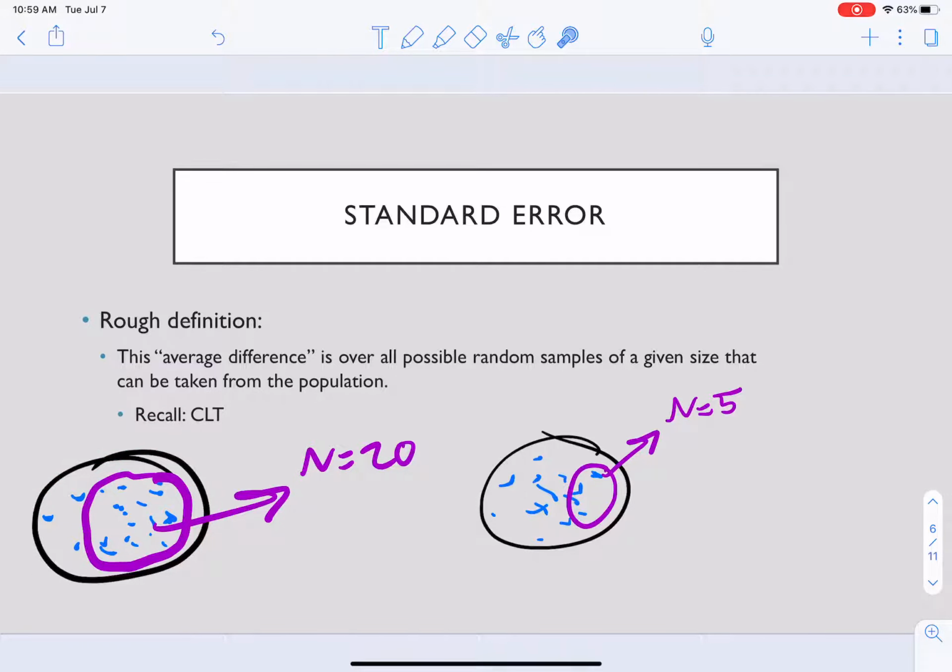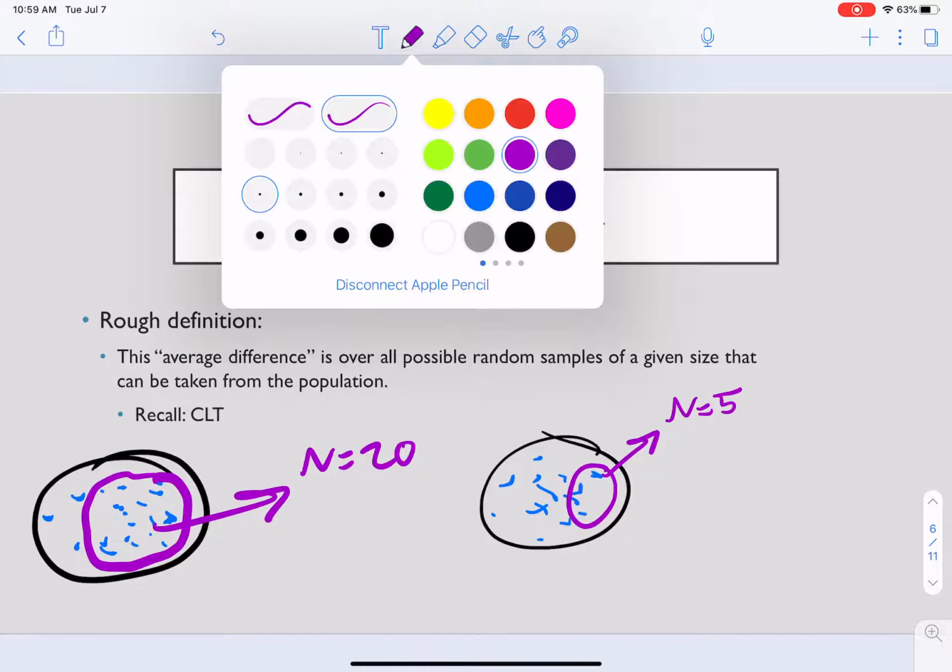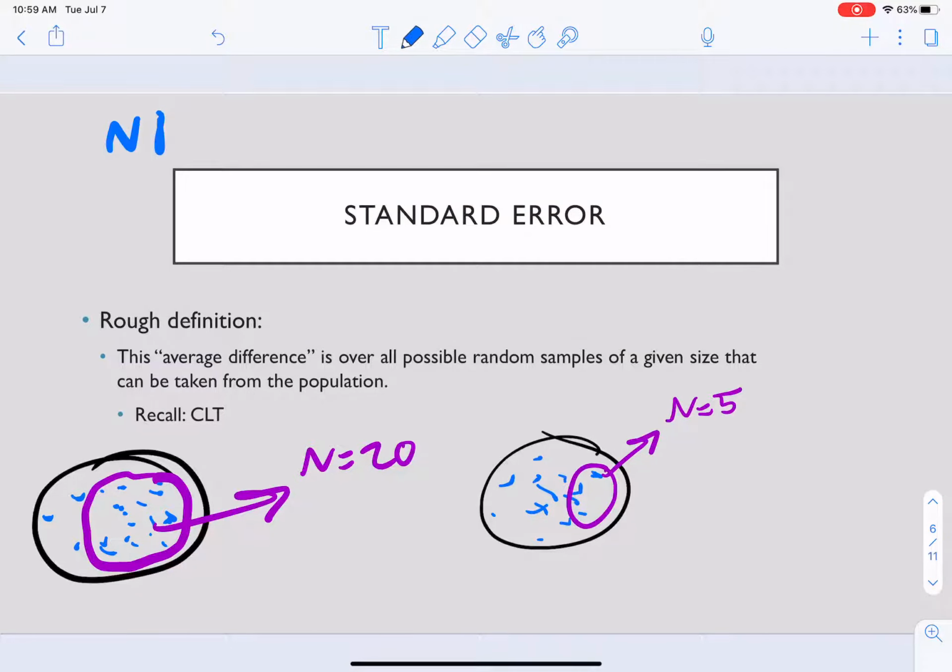These are details you don't really have to worry about getting hung up on, but good to have in the back of your head, especially this idea of sample size going up means the error is going down. And on the other hand, sample size going down, standard error is going up. And that's that.